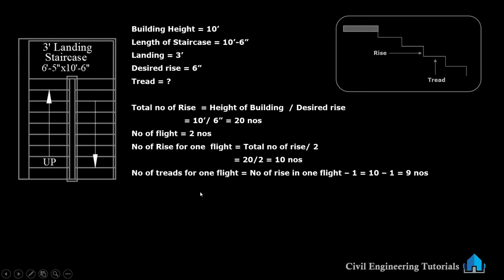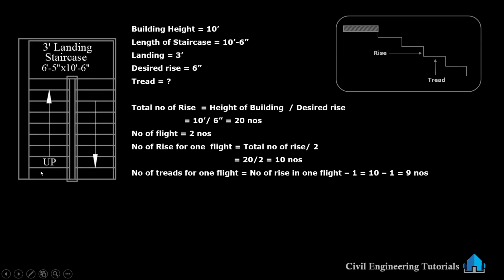I will tell you one more thing. When we are calculating number of treads for one flight, number of treads for one flight is 9 numbers. This side also 9 numbers, this side also 9 numbers. So when we are calculating total number of rise, 20 numbers. If we calculate total number of treads for total staircase, that will be total number of rise minus 1, means 20 minus 1.